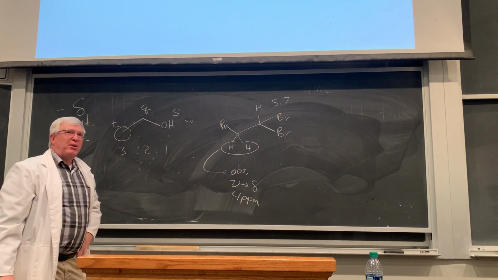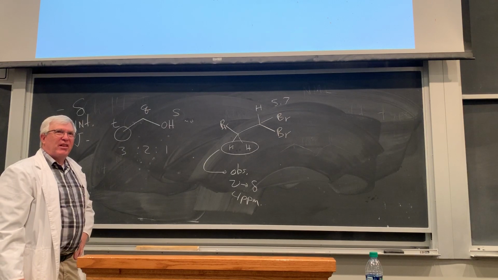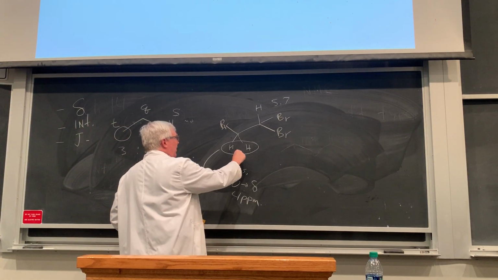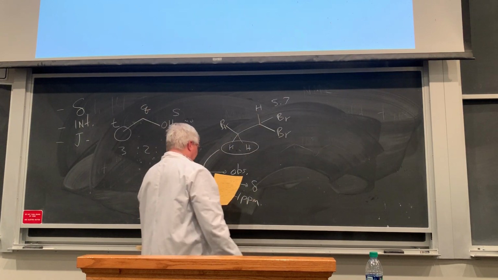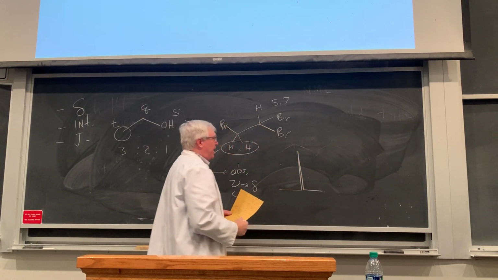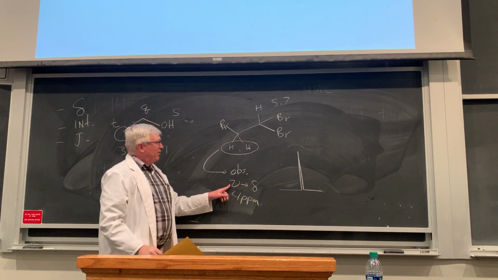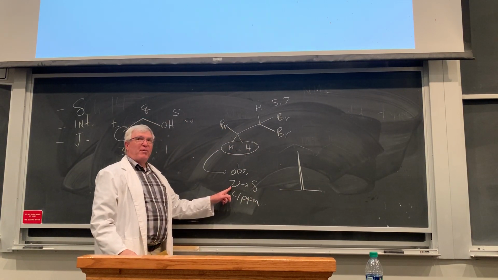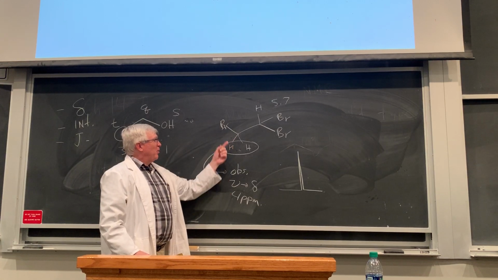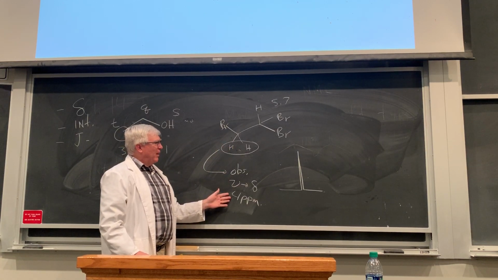But what's the multiplicity pattern? How many neighbors do they have? Let's see. This one here has what? 1 neighbor. So the shift, if we didn't expect any splitting, would just look like that. And its position, delta value, would correspond to that frequency. And it's characteristic of being alpha to 1 bromide. So yeah, it's around 4 ppm.